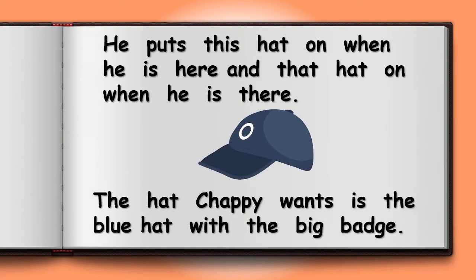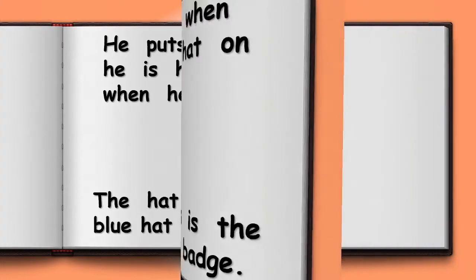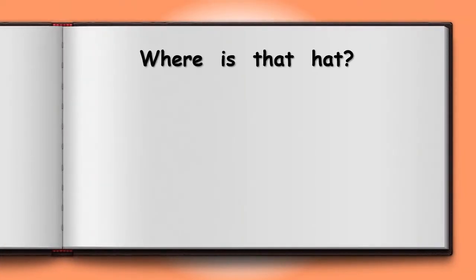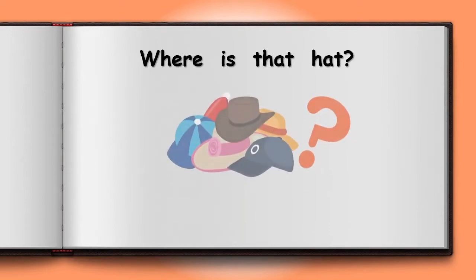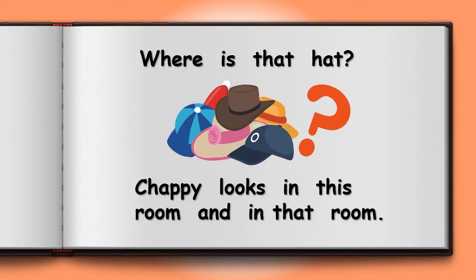The hat Chappy wants is the blue hat with the big badge. Where is that hat? Chappy looks in this room and in that room. No hat.